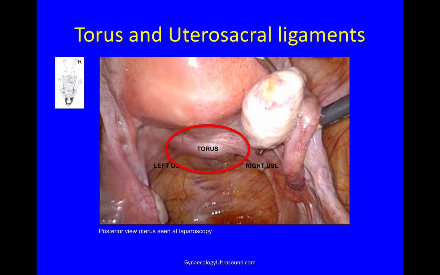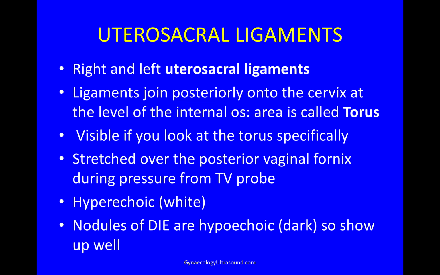Torus, very important area. So having looked at the torus, I then look at the uterosacral ligaments, both sides. You will see them if you look at the torus specifically. You can also stretch them over the posterior vaginal fornix during gentle pressure with the probe. The ligaments are white, and they can be very thick and white fibrotic, and if there are nodules of DIE in the ligaments, they will be dark, so they show up well.